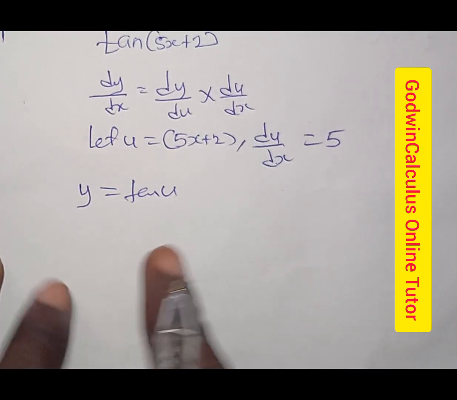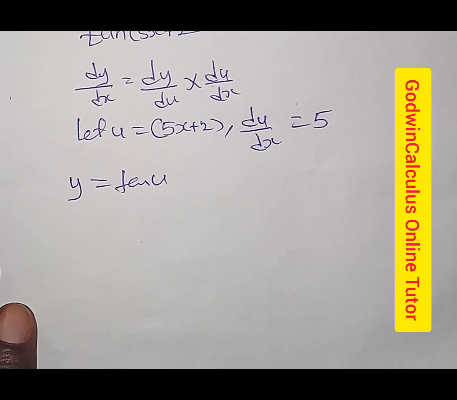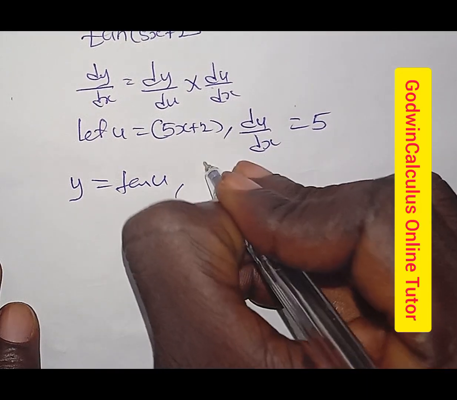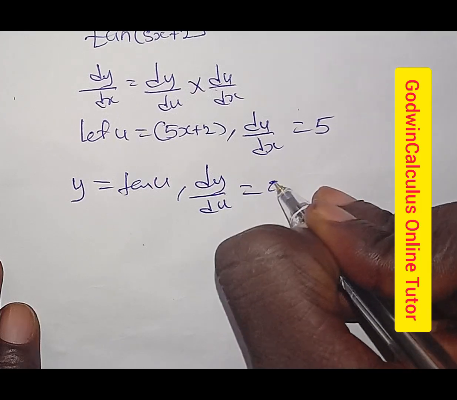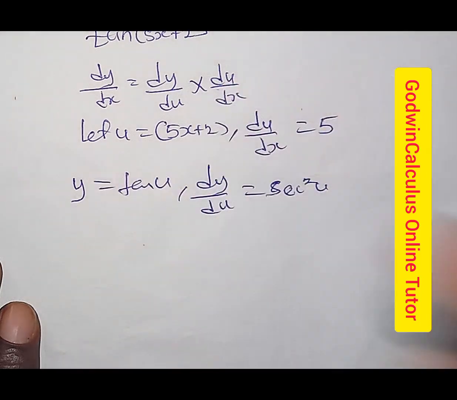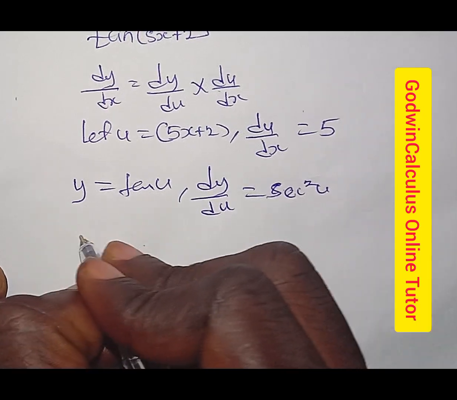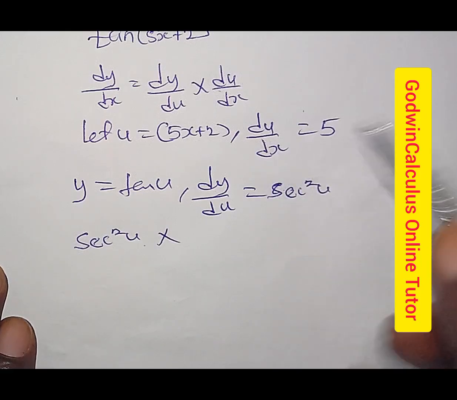Now don't forget, we're going to differentiate this y, which is tan u, to get our dy/du. According to the techniques of differentiation, if y is equal to tan x, our dy/dx is sec squared x. In this case, if we differentiate tan u, it will give us sec squared u. Now let's input this into our formula. Our dy/du is sec squared u times our du/ds is what?